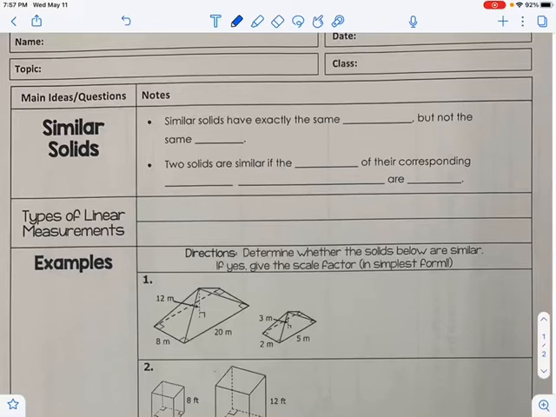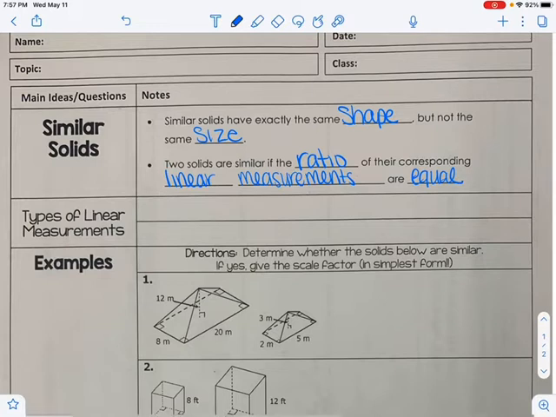Our last topic of the year is similar solids. Similar solids have the same shape, but they are different sizes. Two solids are considered similar if the ratio of their corresponding linear measurements are equal.